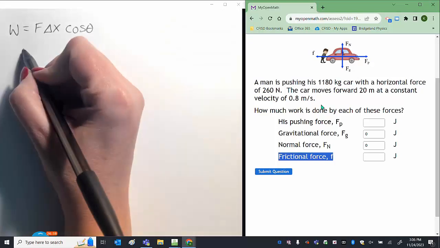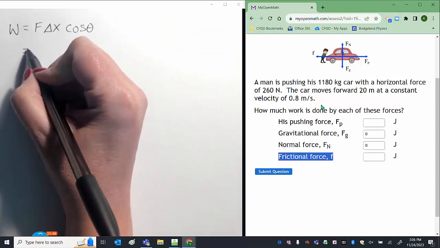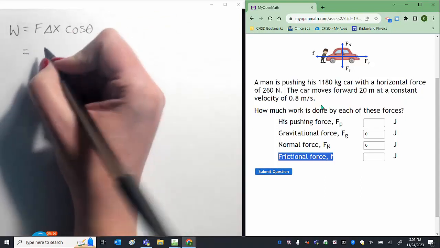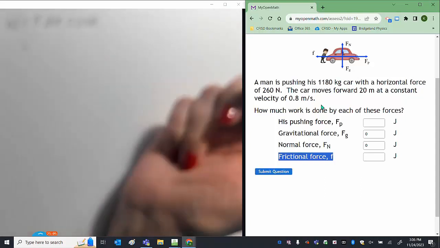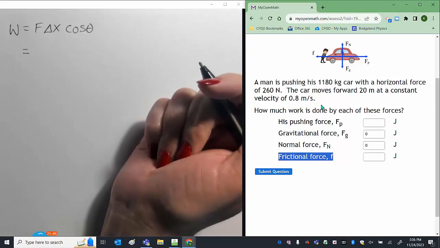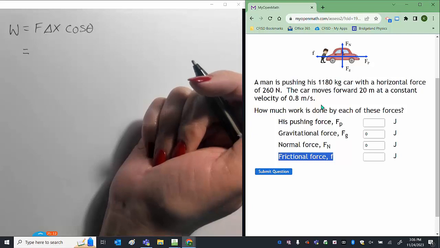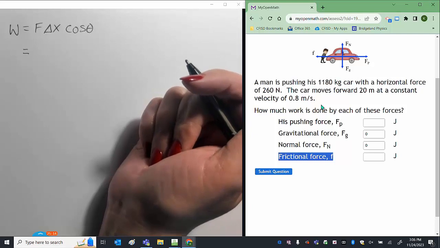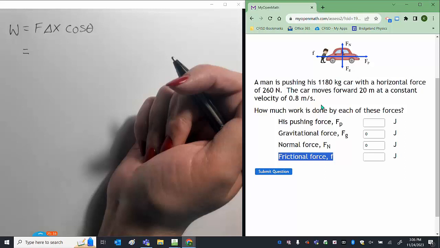His pushing force, again, I don't care about the mass for this, unless they wanted me to actually calculate something like force of friction. They could do that, where I have to use the mass to get Fg and Fn and then use a coefficient in order to figure out my force of friction. That's possible, but that's not what they're asking me to do here. In fact, they tell me what the force is.